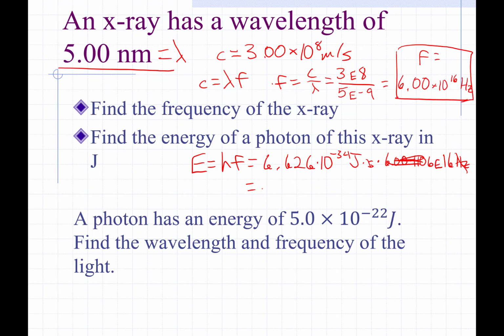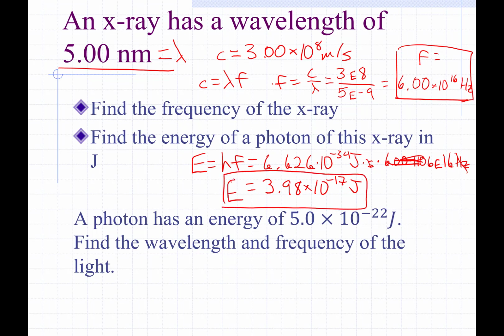We just plug it into a calculator. 6.626 e minus 34 times 6e 16. We get 3.98 times 10 to the minus 17 joules. Very small amount of energy.